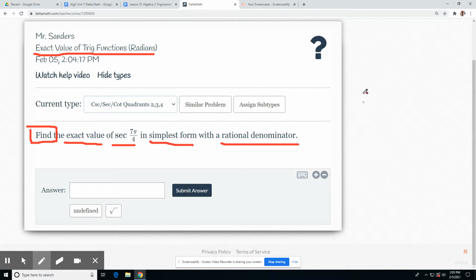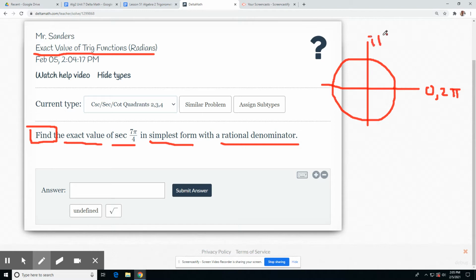All right, so first thing we want to do is look at where secant is on our xy unit circle. So we draw a unit circle. This is 0 or 2 pi or 4 pi. It keeps going on around. This is pi over 2. This is pi. And this is 3 pi over 2.